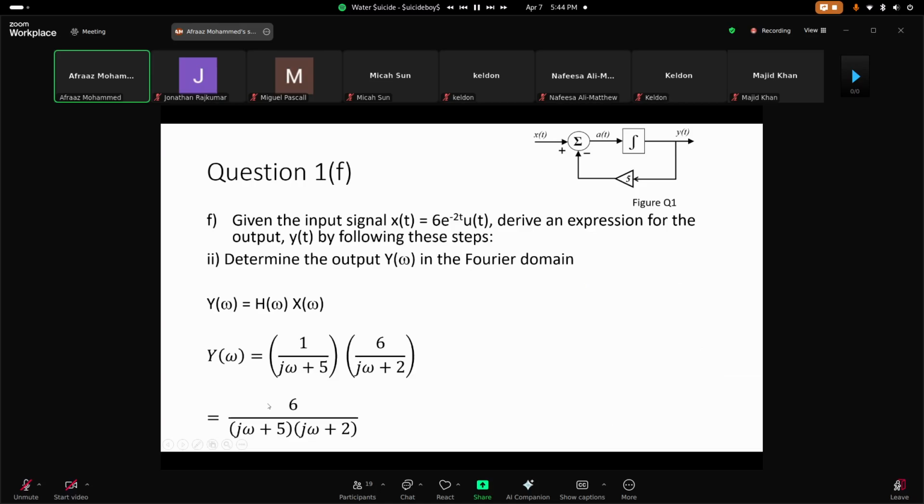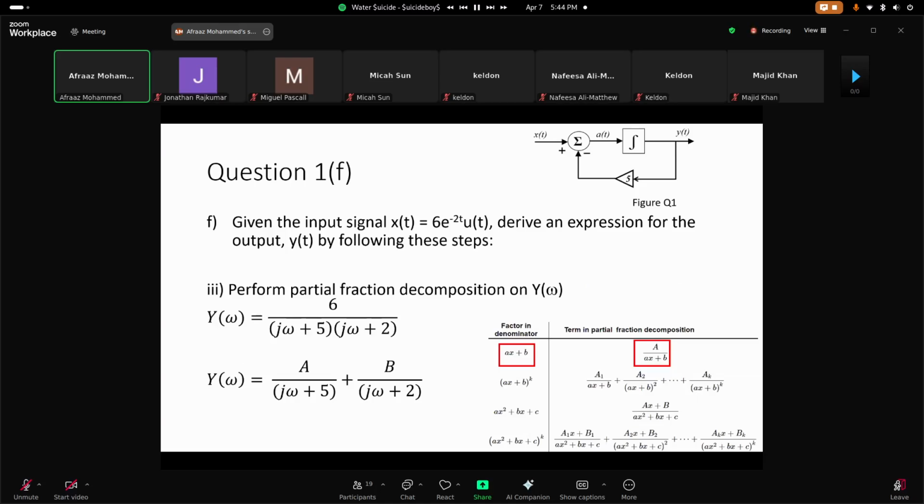Right, so the next step after this is to get the time domain output, y of t. But for us to directly use our tables to get the transformation of this is going to be a little complicated. So what we'll do is the partial fraction decomposition. That's the next step. Any questions? Let me explain why it is the next step.